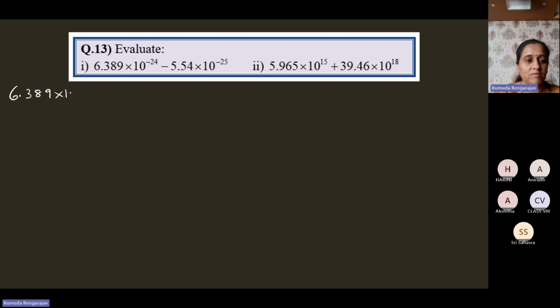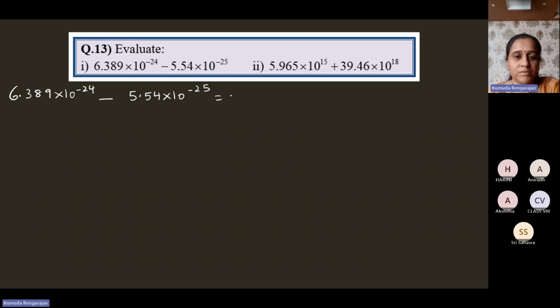6.389 into 10 to the power minus 24 minus 5.54 into 10 to the power minus 25 is the question, is equal to. Now, look at the powers, children. Minus 24, minus 25. Which is smaller between the two? Minus 25, yes. So minus 25 is smaller than minus 24.